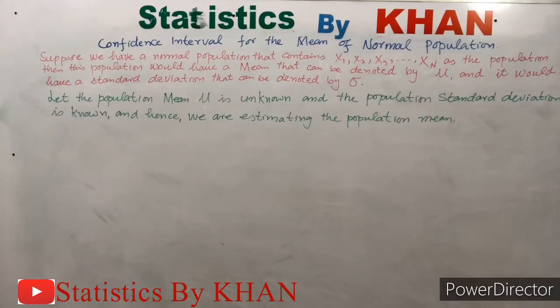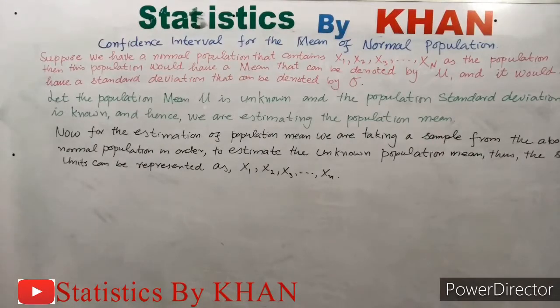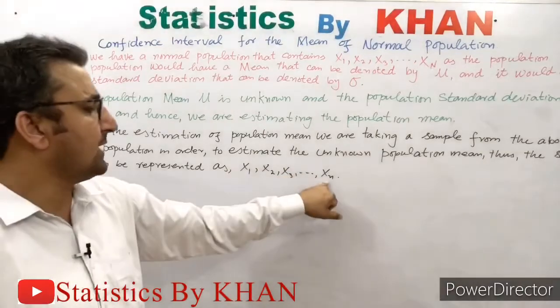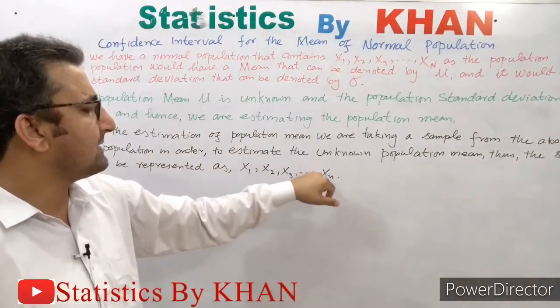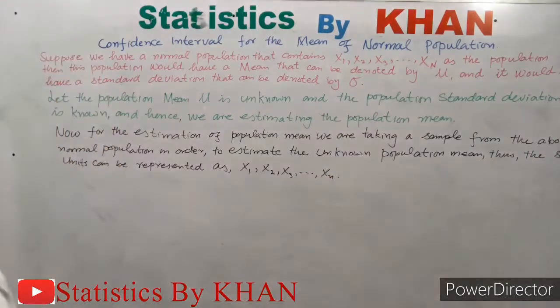As the population mean is unknown and the standard deviation is known, what will we do next? We will take a sample from this population. Now, for the estimation of the population mean, we are taking a sample from the above normal population in order to estimate the unknown population mean. The sample units can be represented as x1, x2, x3 up to xn, but this time the subscript n is small n, not capital N.